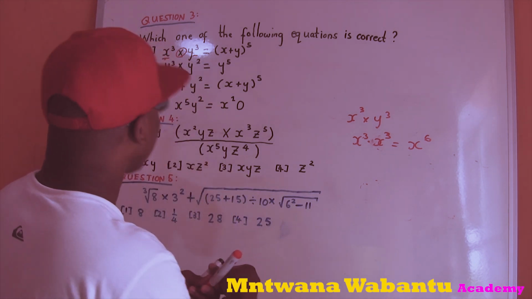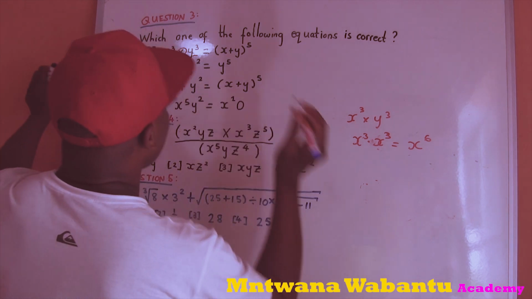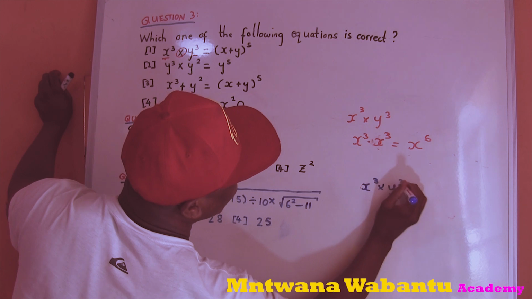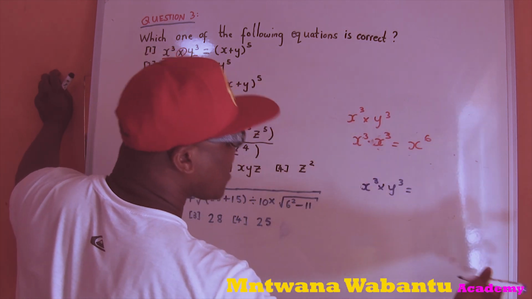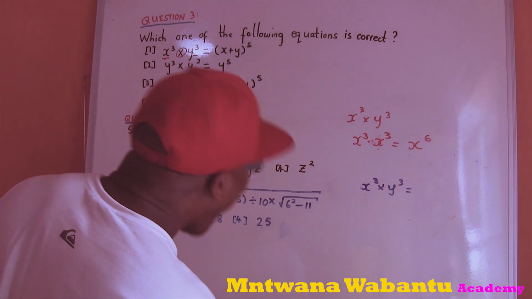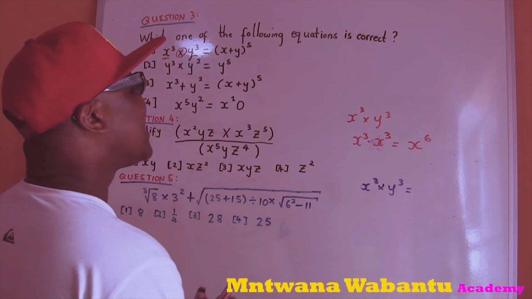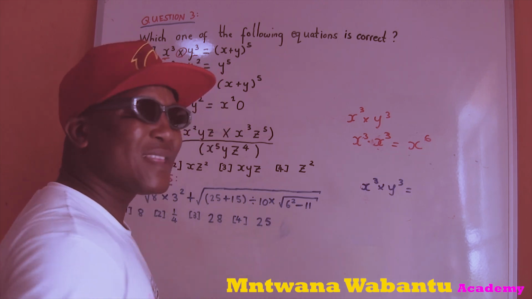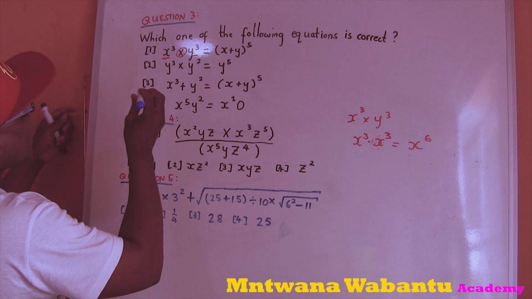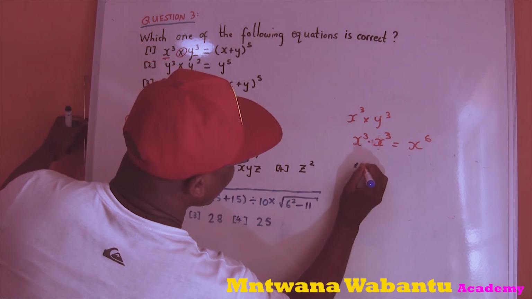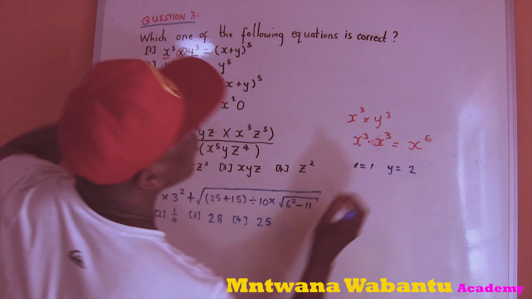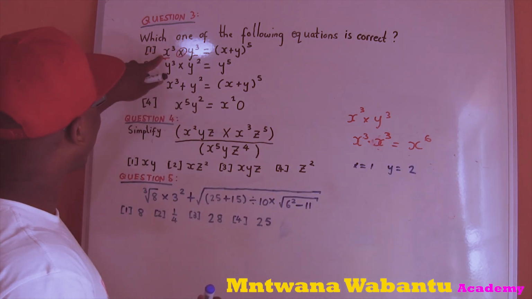So x power 3 times y power 3 remains the way it is, because the law does not apply. So this is a lie. It is not true. Another way I can prove to you that it's not true: let's say x equals any number. Let's say x equals 1 and y equals 2. Let's take these values and plug them in here.